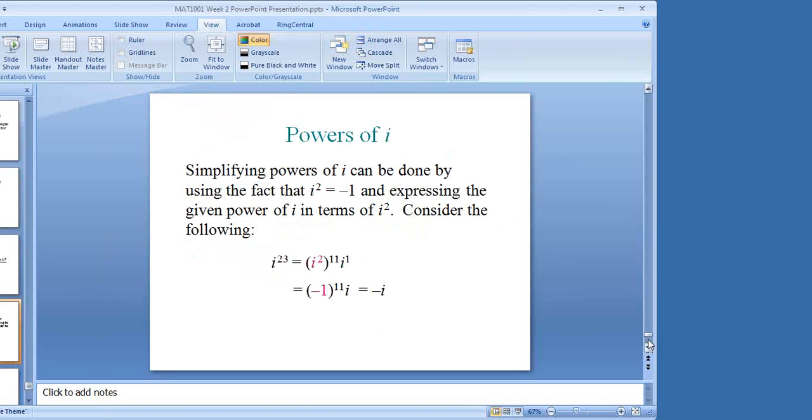And simplifying powers of i is actually kind of cool because it looks like i to the 23rd power. There's no way we can get that. We don't have enough information. And really we do, because I can write that as i to the 2nd times to the 11th times i to the 1st, because i to the 2nd to the 11th is i to the 22nd. We just need one more. So since i to the 2nd is negative 1 and negative 1 to the 11th is negative 1, my final answer would be negative i, interestingly enough.